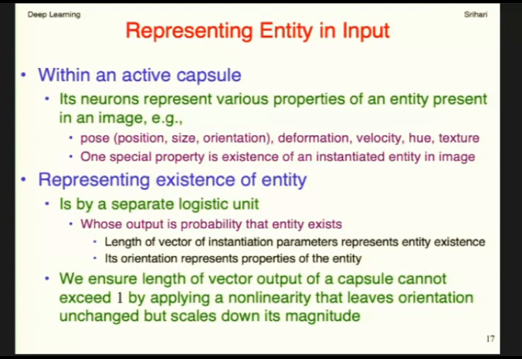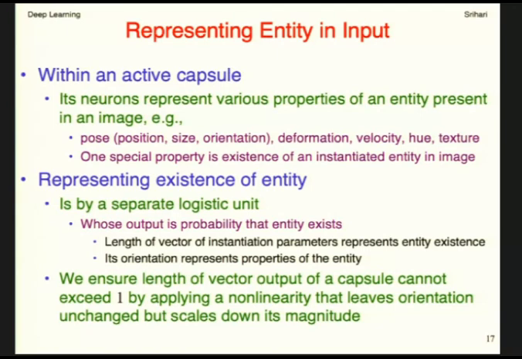Representing the existence of an entity is done by a separate logistic unit whose output is the probability that the entity exists. The length of the vector of instantiation parameters represents entity existence. So if the length of the vector is 0, it means it's not a 7. When the length is 0.9, it's pretty confident that it is a 7. Its orientation represents properties of the entity. So we ensure the length of the vector output of a capsule cannot exceed 1 by applying a nonlinearity that leaves orientation unchanged but scales down its magnitude.